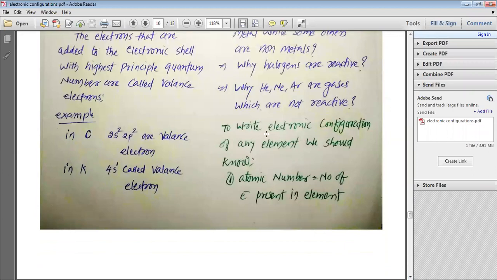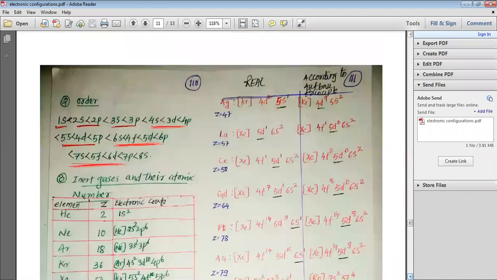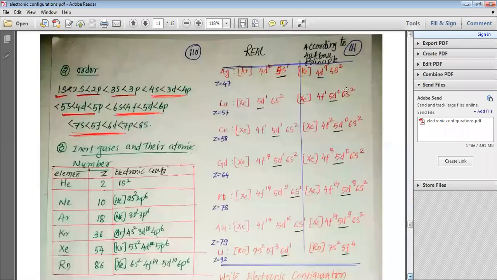To write the electronic configuration of any element, we should know a few things. Now I am teaching you, my dear students, please pay proper attention and learn how to write the electronic configuration of any element if you are given the atomic number. There are a few things you must know, and the first one is the atomic number, because by knowing the atomic number you come to know the number of electrons that can be filled.